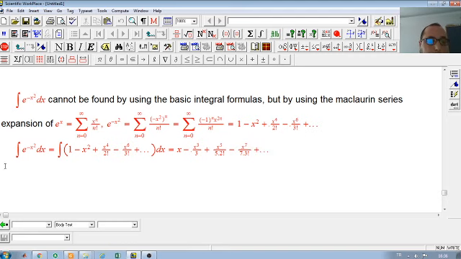That's it. Just using the Maclaurin series expansion for e^x, we have a result for the integral of e^(-x^2). You can find a numerical value approximately by taking some finite terms here. The Taylor series expansion and Maclaurin series expansion are mostly used in applied science and applied mathematics.